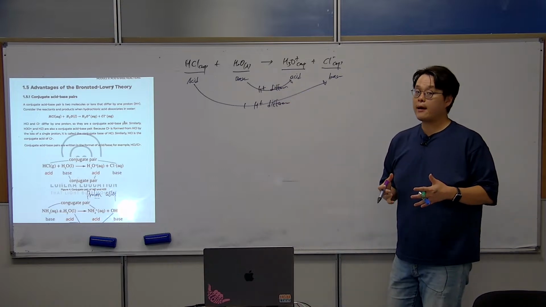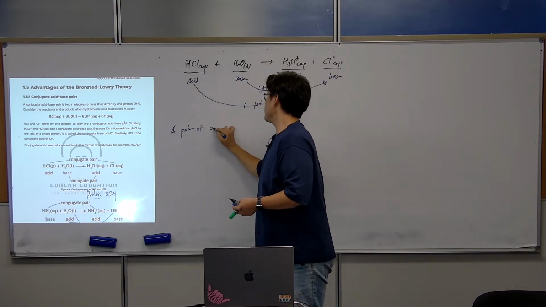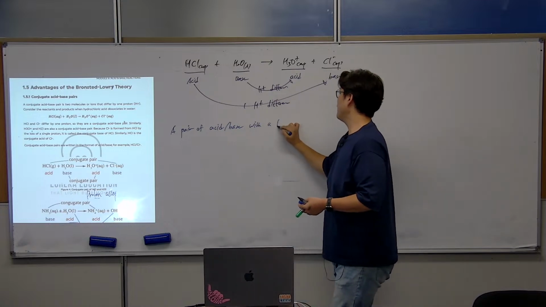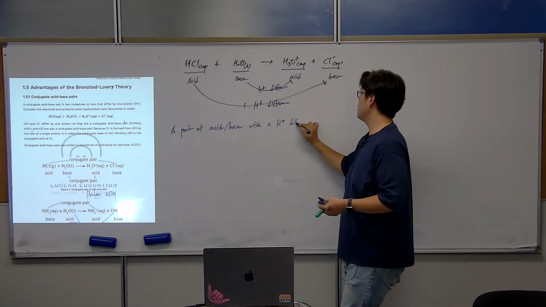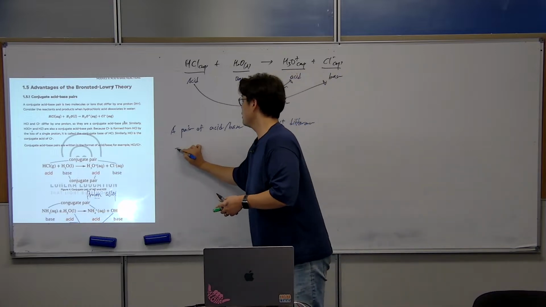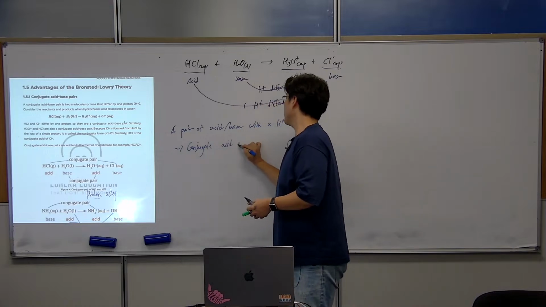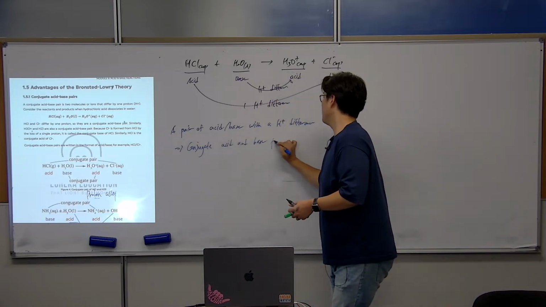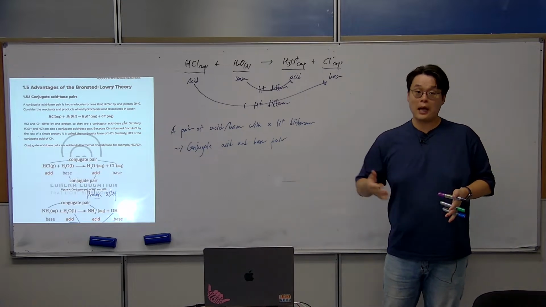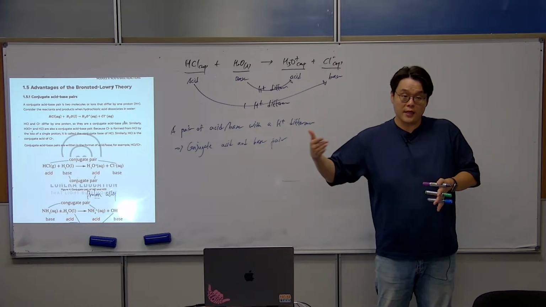Okay, so when we have a pair of an acid and base with a hydrogen ion difference, we call that a conjugate acid and base pair. Conjugate simply means that you have a difference of one hydrogen, or literally it means next to, right next to.